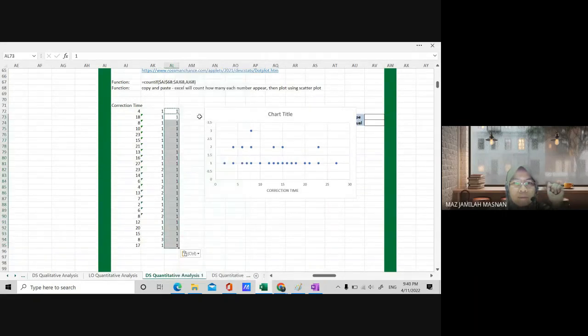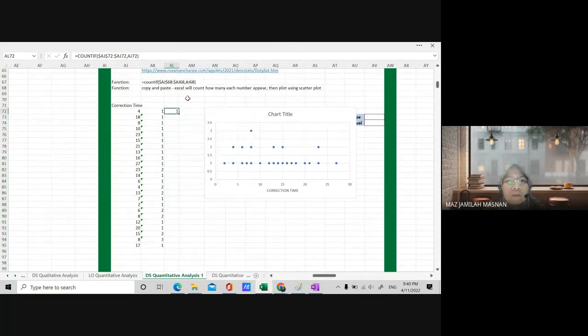Paste. Sorry, I forgot, it's not paste values. Okay. Copy and then paste.